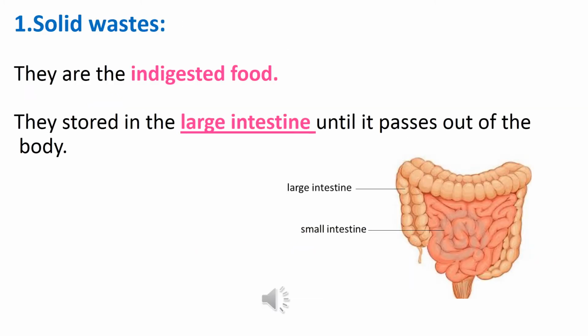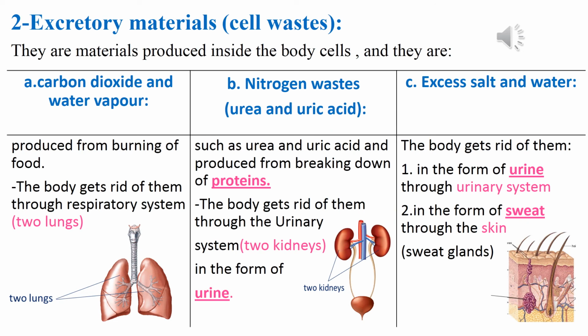Now we will talk about the solid waste. The solid waste is the undigested food and it is stored in the large intestine until it passes out of the body. The excretory materials or the cell wastes are materials produced inside the body cells and they are carbon dioxide and water vapor, the nitrogen wastes, which are urea and uric acid, excess salt and water.